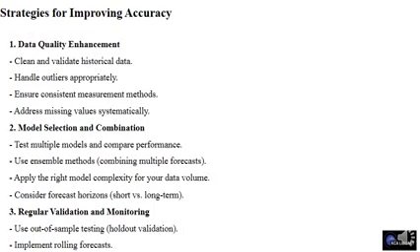So strategies for improving accuracy. We have data quality enhancement: the data has to be clean and validated, historical data, handle outliers appropriately, ensure consistent measurement methods, address missing values systematically. We have model selection and combination: test multiple models and compare performance, use ensemble methods combining multiple forecasts, apply the right model complexity for your data volume. Also consider forecast horizons, that is short versus long term.